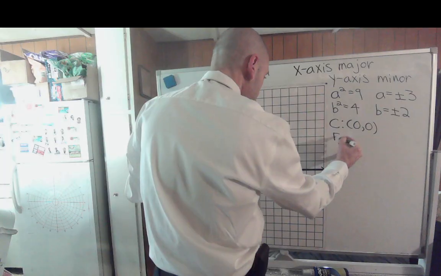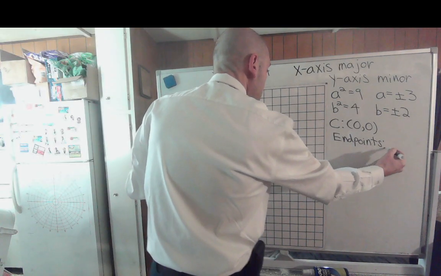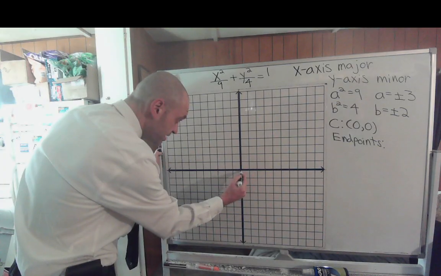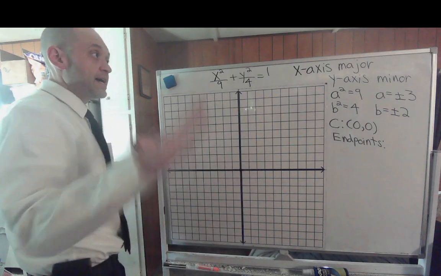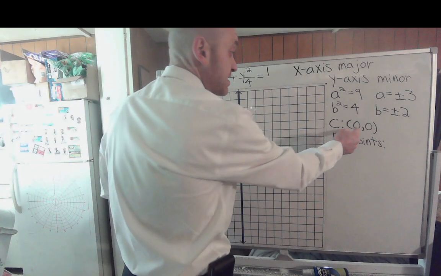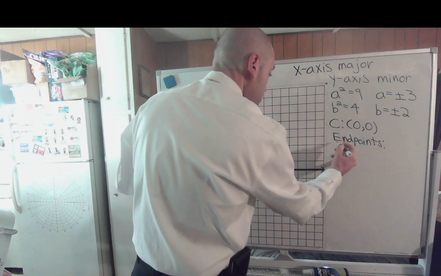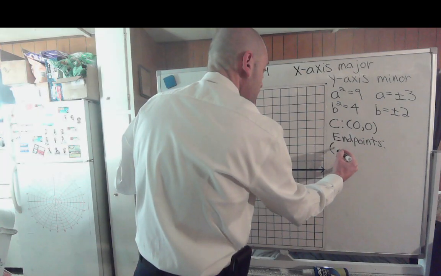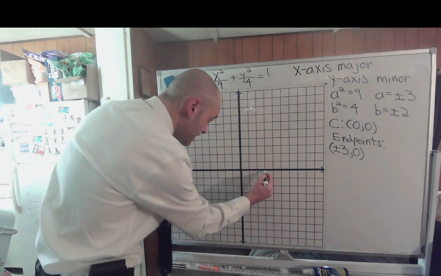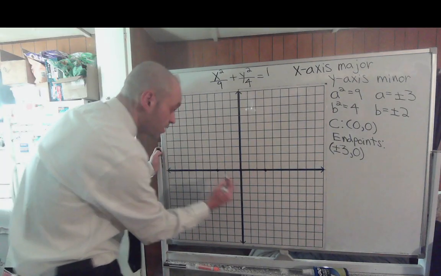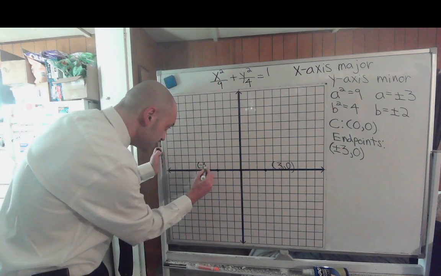Now, the next thing we should do is find the endpoints of this ellipse. So here's my center at (0, 0). You'll see a graph here in a second, but let's get the endpoints. If my x-axis is the major axis, I need to take the x-coordinate of the center, being 0, and add and subtract 3 from that. So my endpoints will be (plus and minus 3, 0). For my x-axis, that's going to go right here and right here. So there's (3, 0) and there is (negative 3, 0).